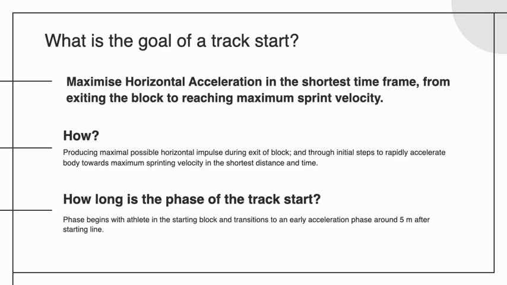The biomechanical goal of a track start is to maximize the horizontal acceleration in the shortest time frame possible, from the moment the athlete exits the block to reaching maximum sprint velocity. The means by which an athlete achieves this is by producing maximum possible horizontal impulse during the exit of the block, and through the initial steps, he rapidly accelerates his body towards maximum sprint velocity in the shortest distance and time. Often this phase of the skill is characterized as between entering the block, exiting the block, and the initial 5 meters after leaving the block.